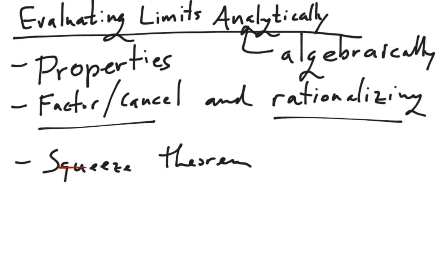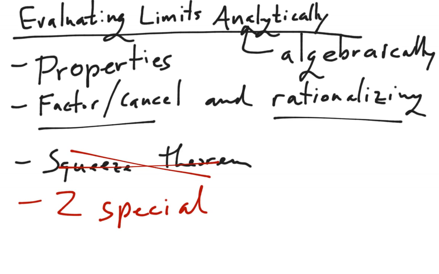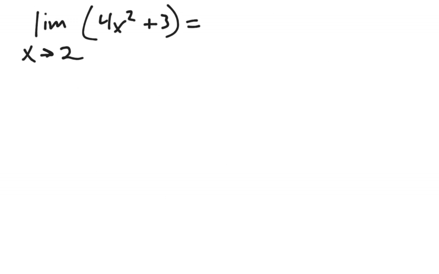But you don't need to know that, which is nice. However, there are two special limits that we will talk about that you do need to memorize. We'll get there in due time. First way to evaluate limits is using what are called the properties of limits. These are described in your book. However, they're kind of cumbersome, and it's really easy to just explain it with an example.